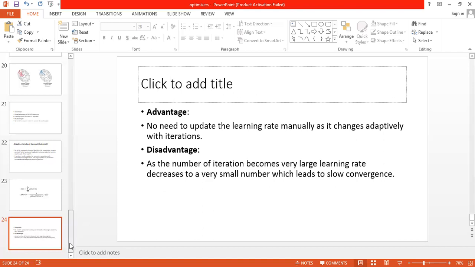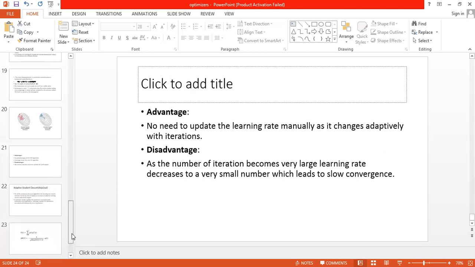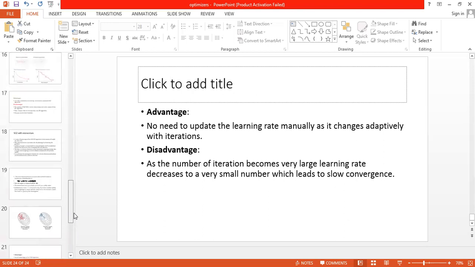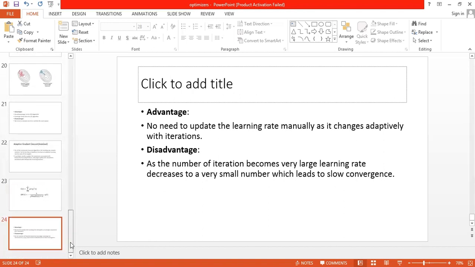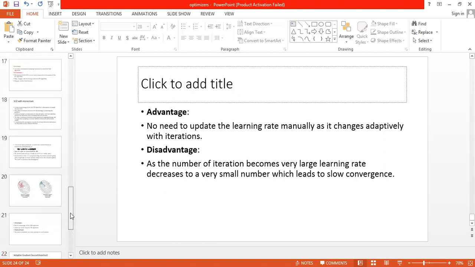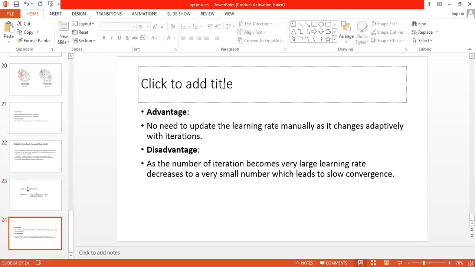So here we have discussed these three optimizers: SGD with mini batch, SGD with momentum, and adaptive gradient descent. If you have any doubts, then you can ask me.